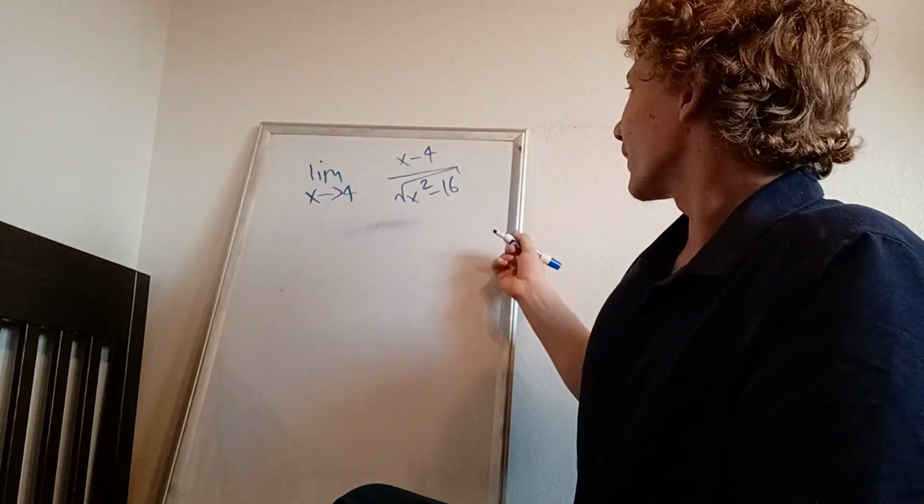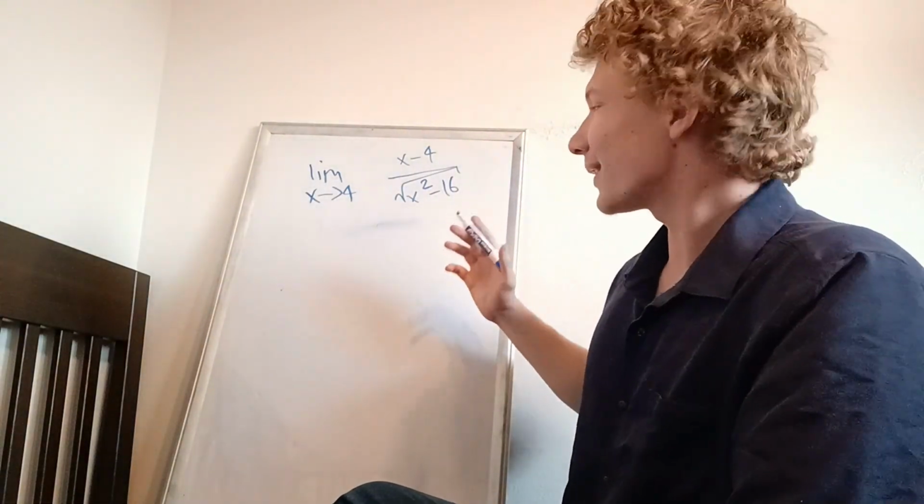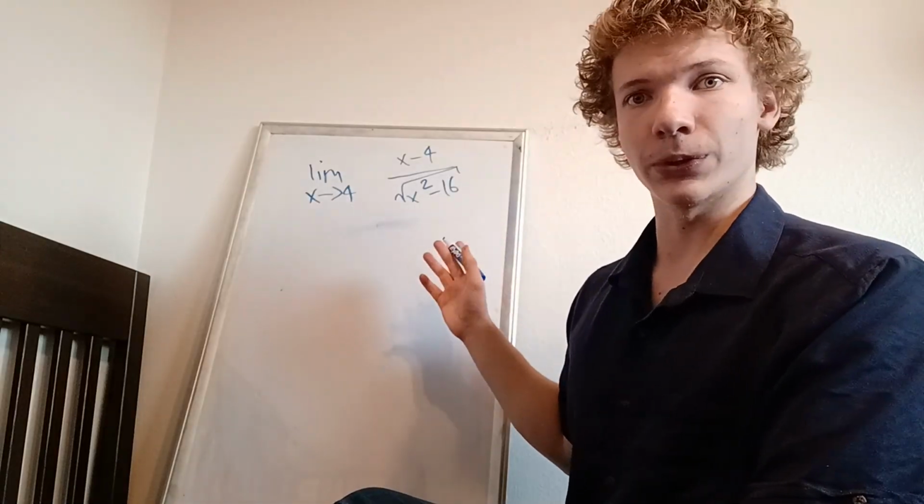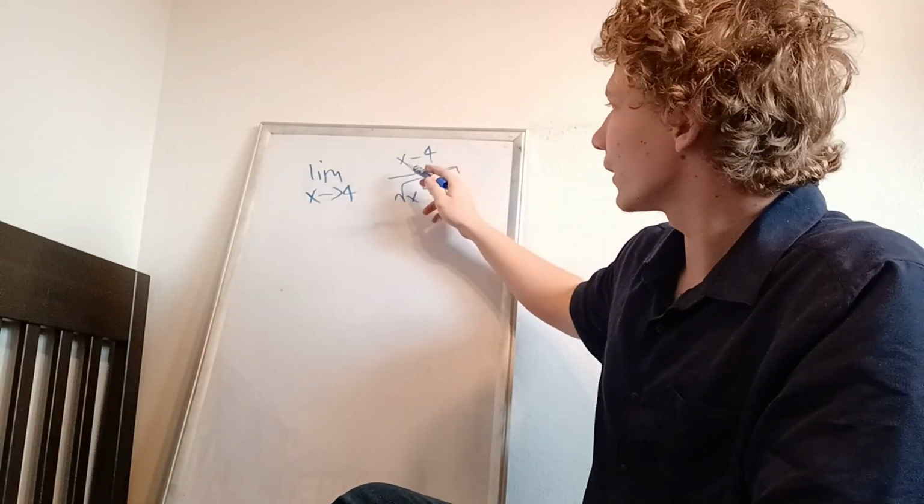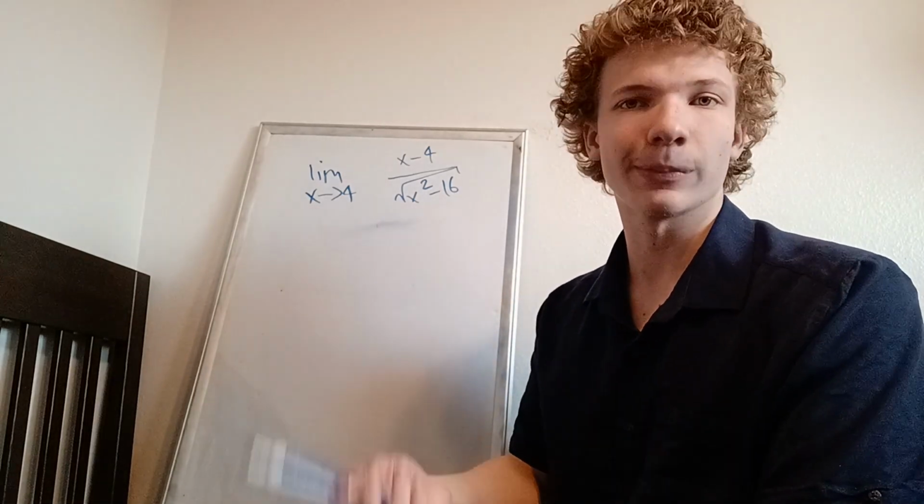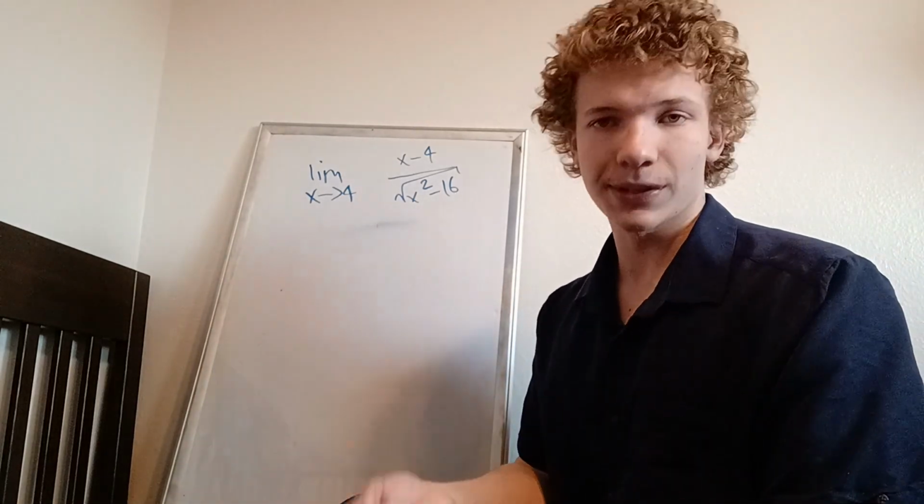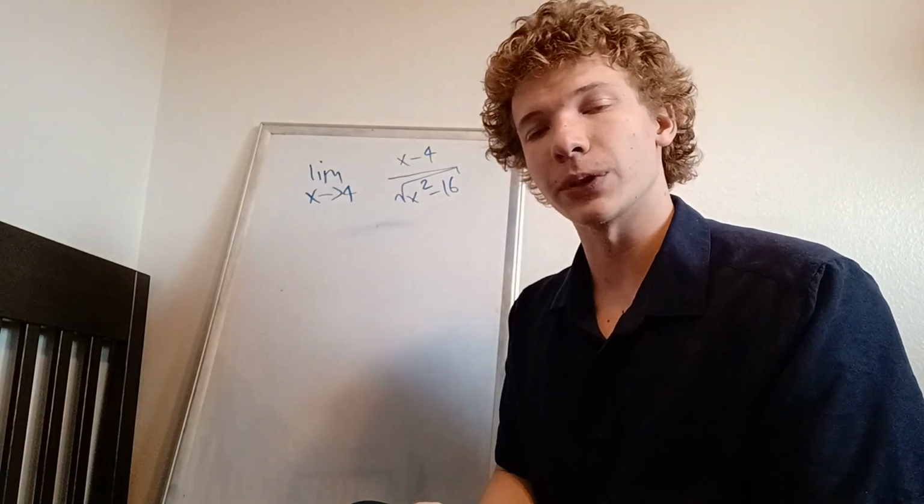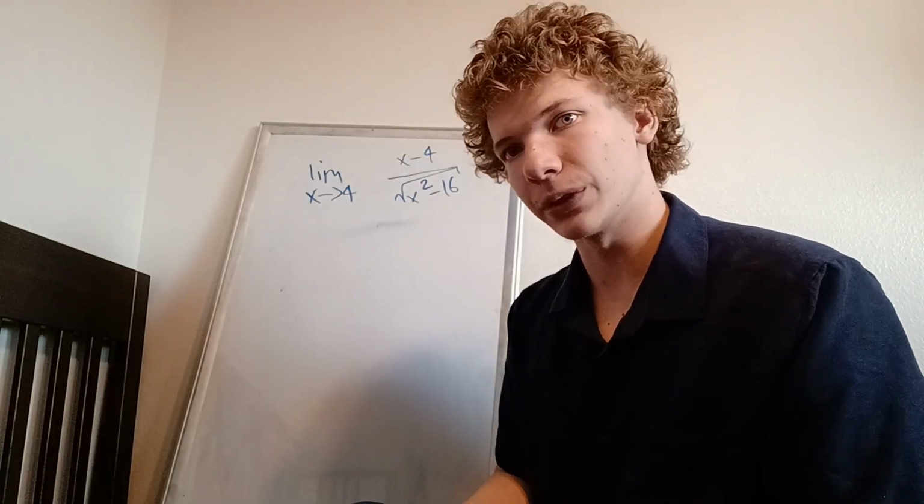Now, the first thing that we have to do is realize that this is, in fact, a 0 over 0 problem. If you plug in 4 here, 4 minus 4 is 0. You plug in 4 here, 4 squared is 16. 16 minus 16 is 0. Square root of 0 is still 0. So we have a 0 over 0 problem. So how can we rewrite this?